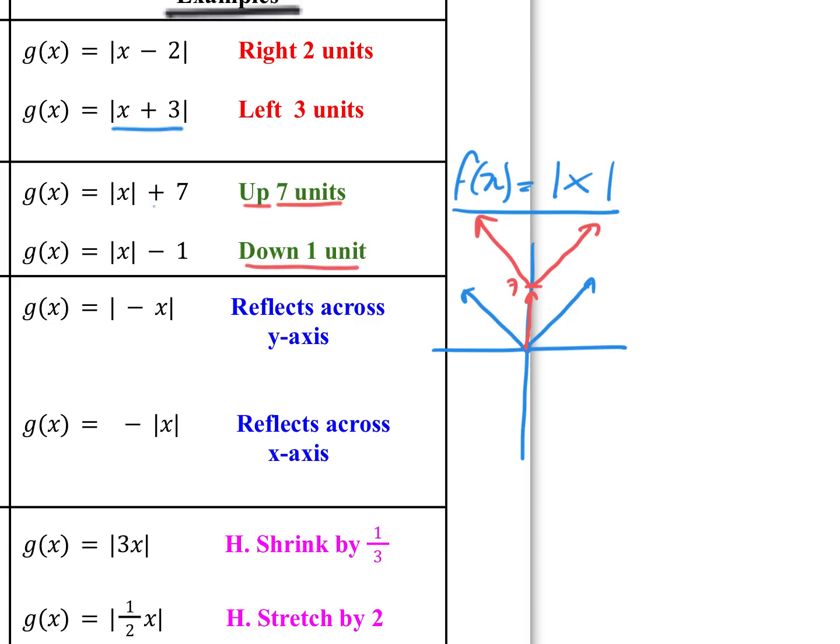It's still going to retain its shape as the mother function, but in this case, just like this one, the absolute value of x minus 1, it means that it's going to go down 1 unit. So it's just simply going down, say 1 unit here, and from the parent function it's going to carry the same shape, but it's just shifted 1 unit down. So this is what you call vertical translation.